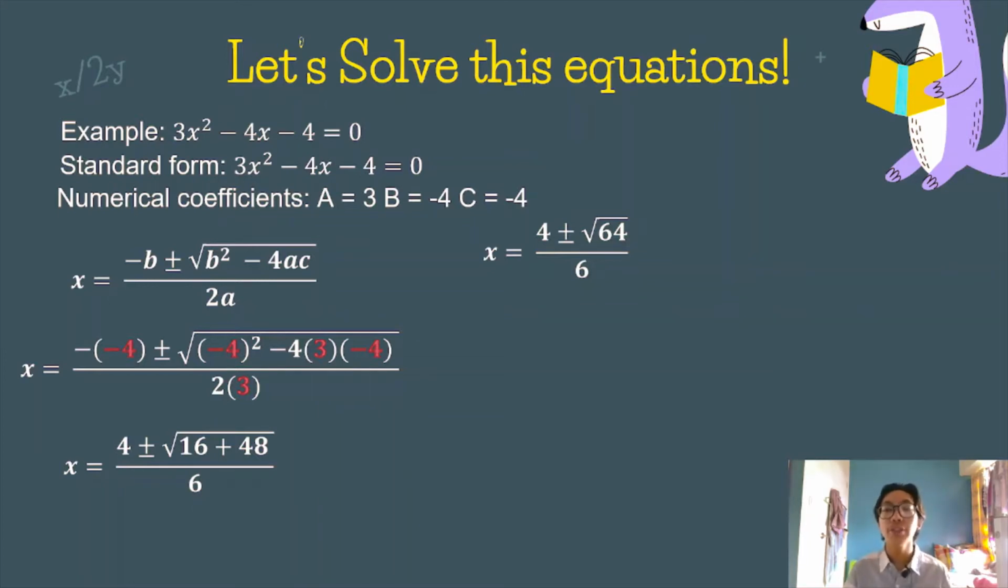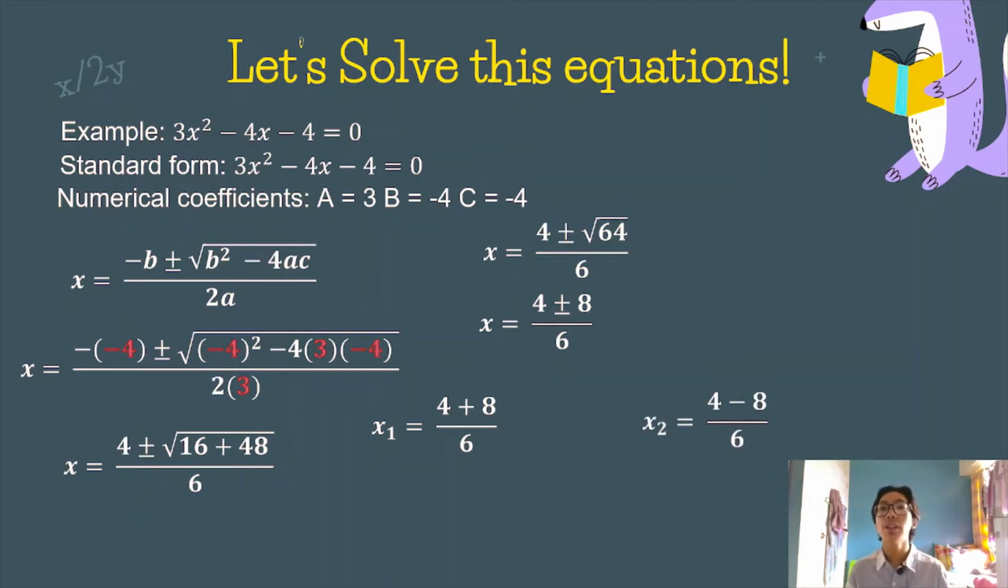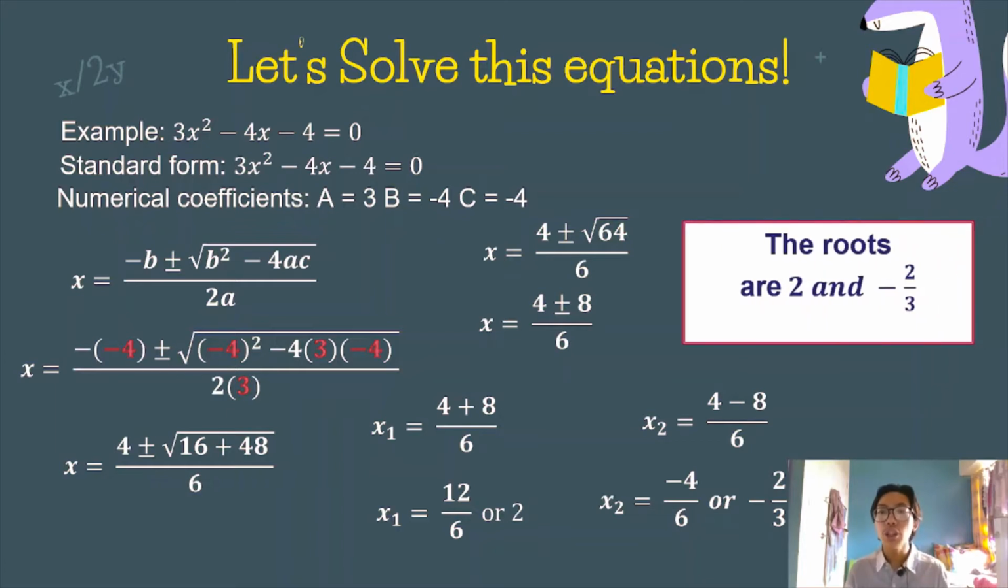Since 64 is a perfect square, you just need to find its square root to solve this equation. So we have 8. 8 is the square root of 64. After this, we need to separate the positive and negative. So x sub 1 is equal to 4 plus 8, all over 6. Then x sub 2 is equal to 4 minus 8, all over 6. Then simplify. So x1 is equal to 12 over 6, or 2. Then x sub 2 is equal to negative 4 over 6, or negative 2 over 3. That is our final answer. So the roots are 2 and negative 2 over 3.